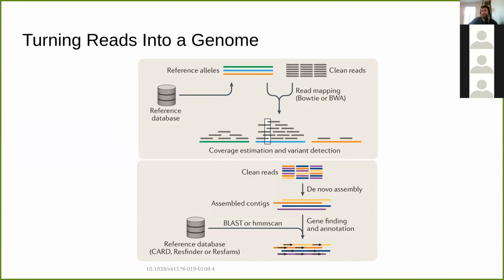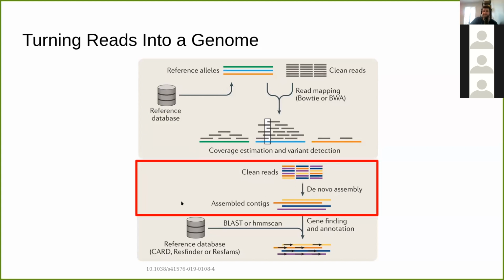Okay, so we've done our nice robust quality control. We have our trimmed reads. How do we turn reads into a genome? And again, there are many, many, many ways to do this. If you have a reference genome, you can just map those reads to that genome and assemble from there. But today we're going to talk about de novo assembly mostly.